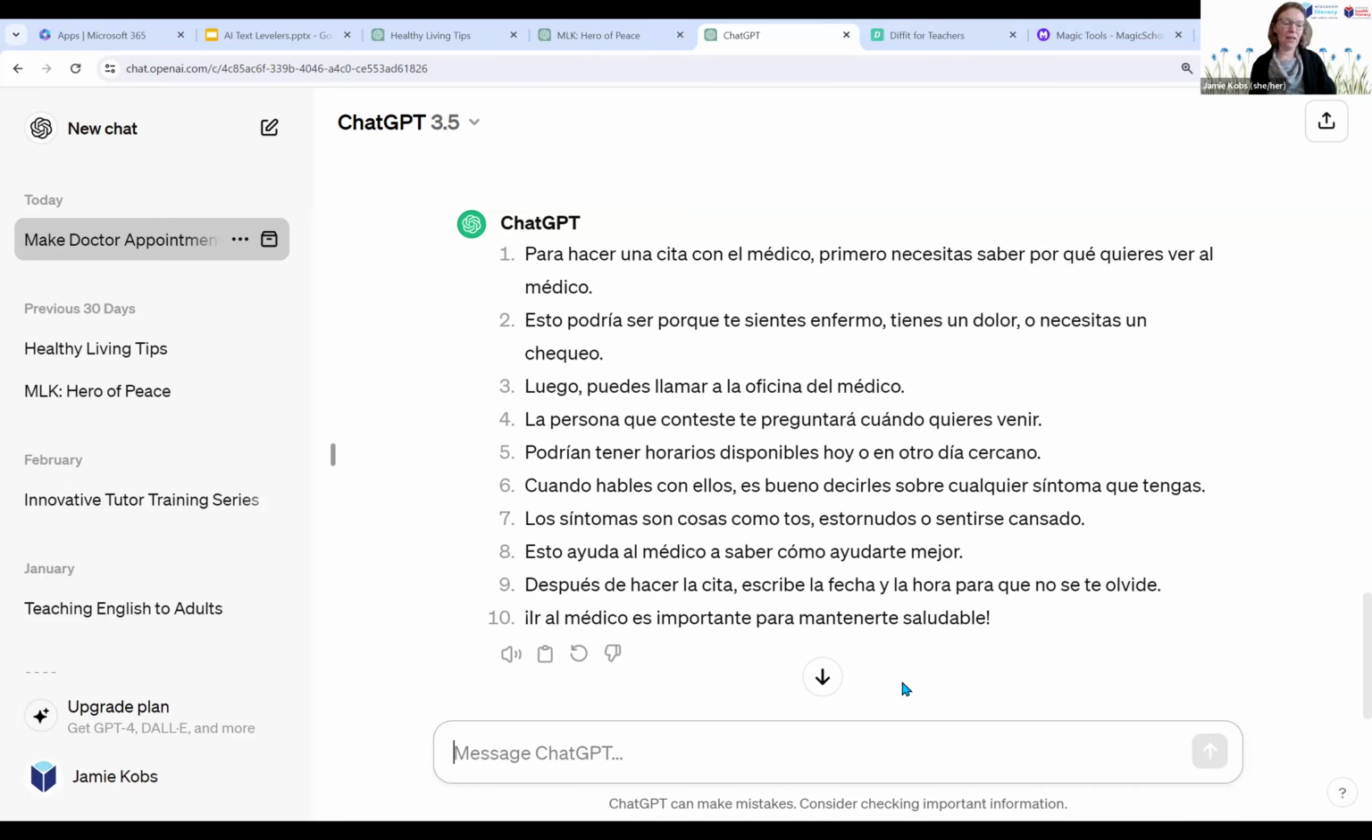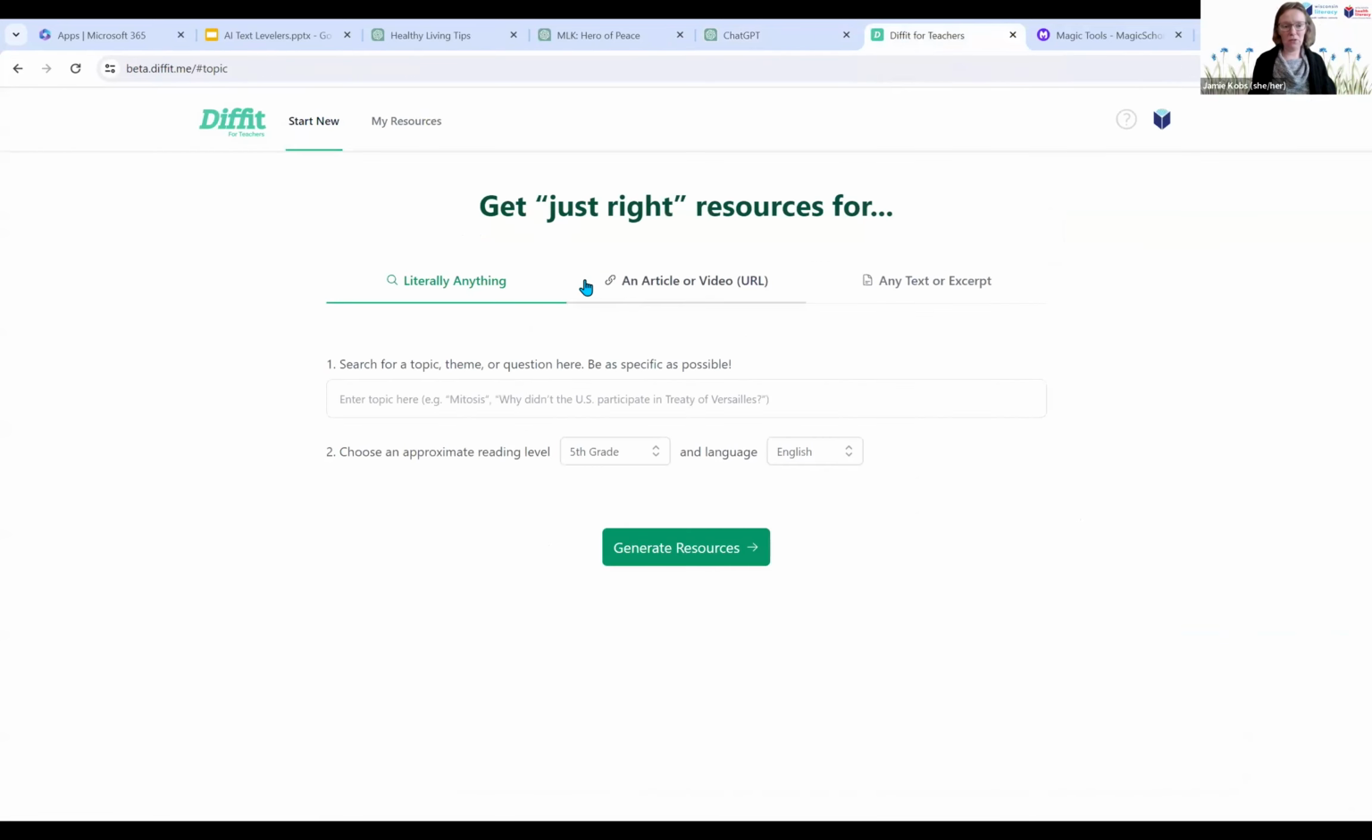With the paid version, you can ask ChatGPT to send you a Google Doc or a Microsoft Word doc. But here you'll just have to copy and paste. Let's move on to Diffit, and I'll show you how Diffit works with the same topic.